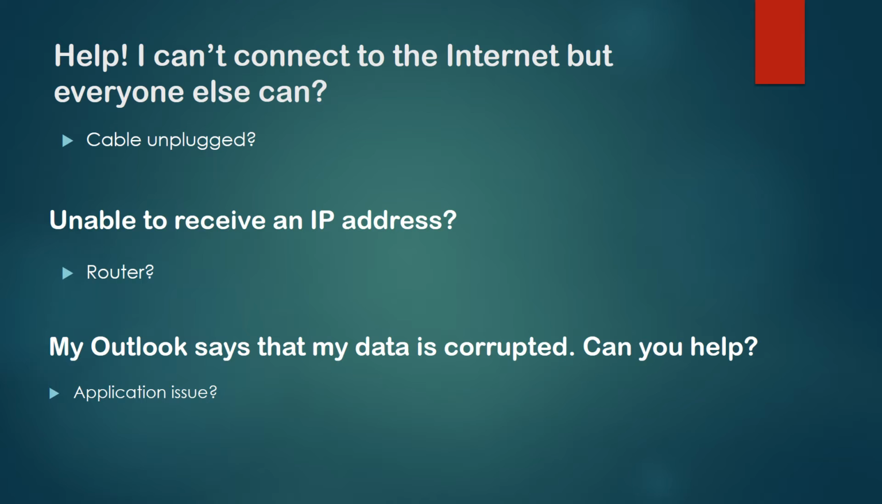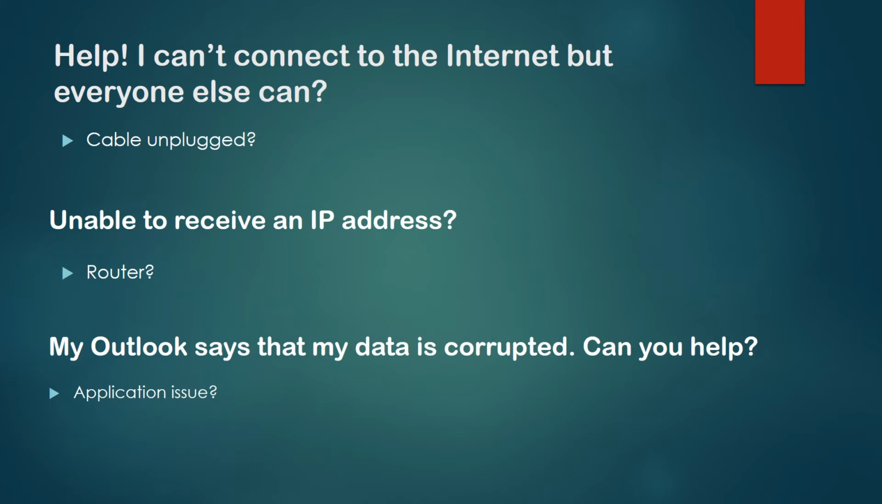Another example is being unable to receive an IP address. Could be a router issue, checking the router, or it may not be a router at all. Maybe it could be a switch issue. Maybe the switch is not configured correctly. So looking at data link layer 2 or network layer, which is layer 3, can maybe help you resolve that issue.